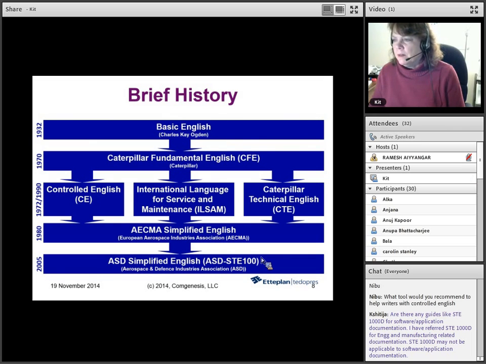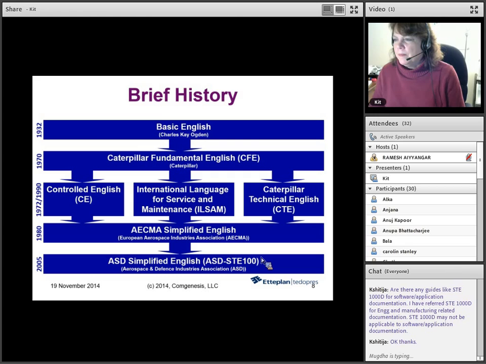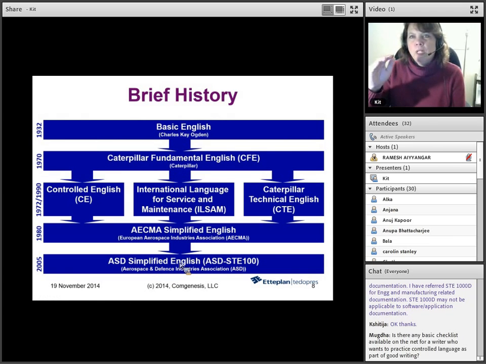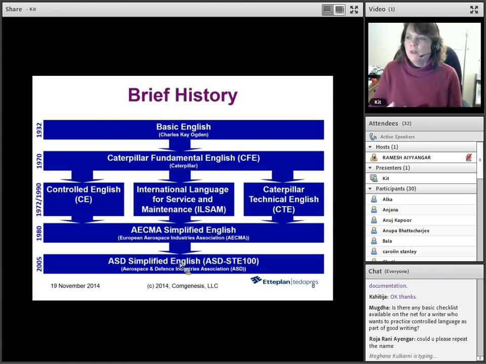Let's see. Are there any other questions? Magda says, is there a basic checklist available on the internet for a writer who wants to practice controlled language as part of good writing? Yeah, if you download the ASD STE 100, the first part of that specification has a whole set of guidelines for grammar and just general writing best practices. As I said before in the presentation, if you follow good tech writing best practices, you'll get 75% of the way there. And then the other 25% is managing the terminology.